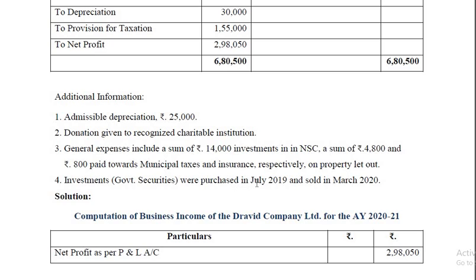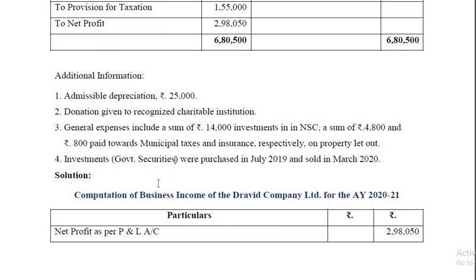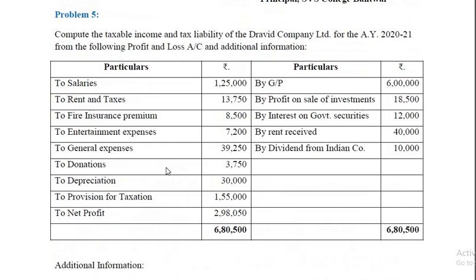Investments were purchased on 1st July and sold on 1st March, in the month of March. That means it is not held for a period of more than 12 months. That means it is short term. And again, it is in respect of securities, government securities. That means that is taxable at 15%. So that is the intention of giving this additional input under point number 4. This is an indication that it is short-term capital gain taxable at 15% because that's on government securities. And we assume that security transaction tax has been incurred in connection with this item. Alright, come to the items here.